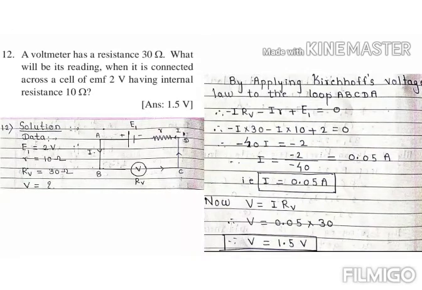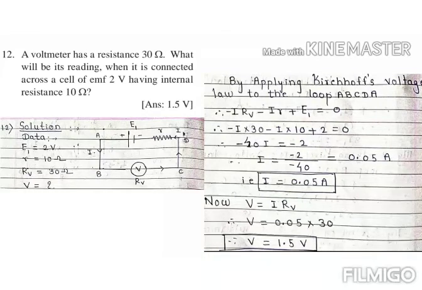So by applying Kirchhoff's voltage law to the loop ABCDA, we may write minus I into RV minus I into small r plus E is equal to 0. Substituting the values in above equation, we may write minus I into 30 minus I into 10 plus 2 is equal to 0. Therefore, minus 40I is equal to minus 2. Therefore, I is equal to minus 2 upon minus 40.